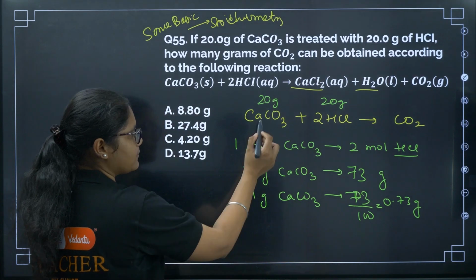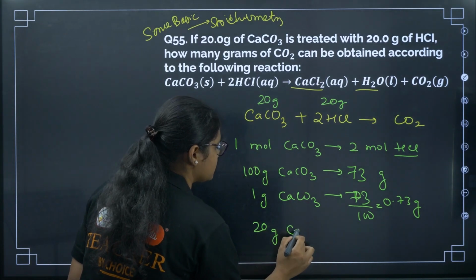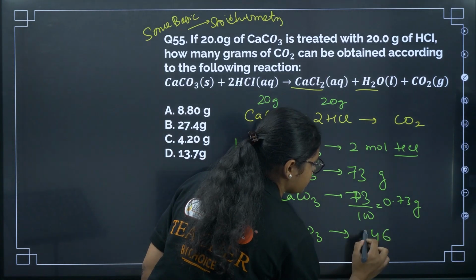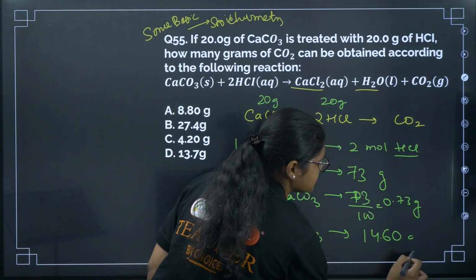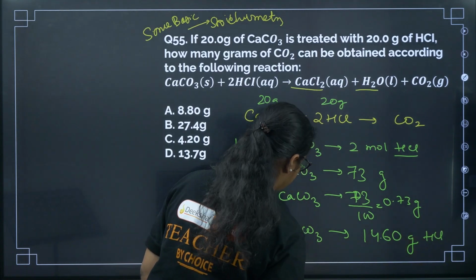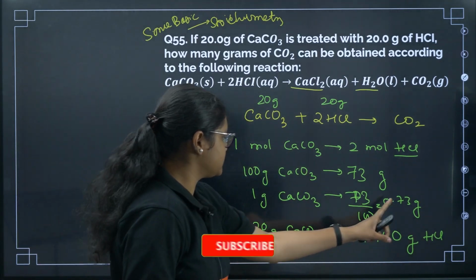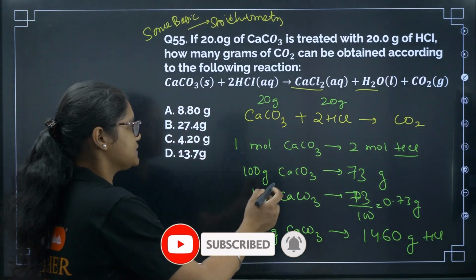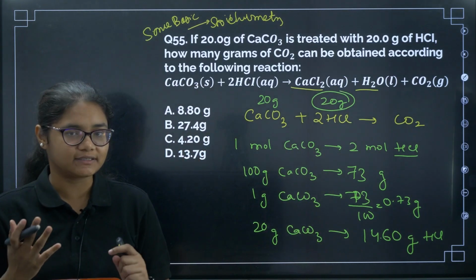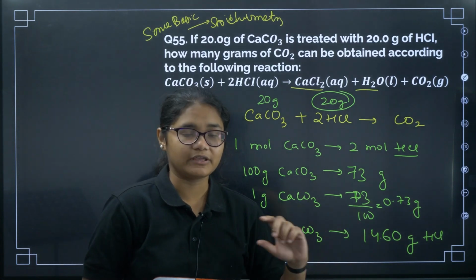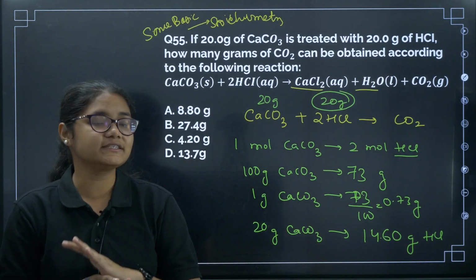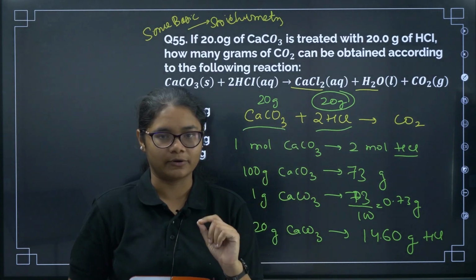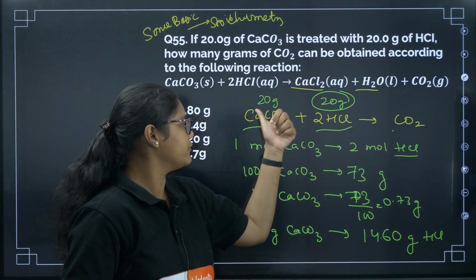Now how much calcium carbonate is given in the question? 20 gram. So 20 gram of calcium carbonate requires, so we have 14.6 gram of HCl, right? Just check the calculation once. 2 3 is 6, 14, here we have 0, yes, 14.6 gram of HCl. But how much HCl is given in the question? 20 gram of HCl is given. We require only 14.6 gram, we are given 20 gram of HCl. Then which is the limiting reagent here? HCl is the excess reagent, so the limiting reagent will be calcium carbonate. So whatever product is formed will depend on the limiting reagent.